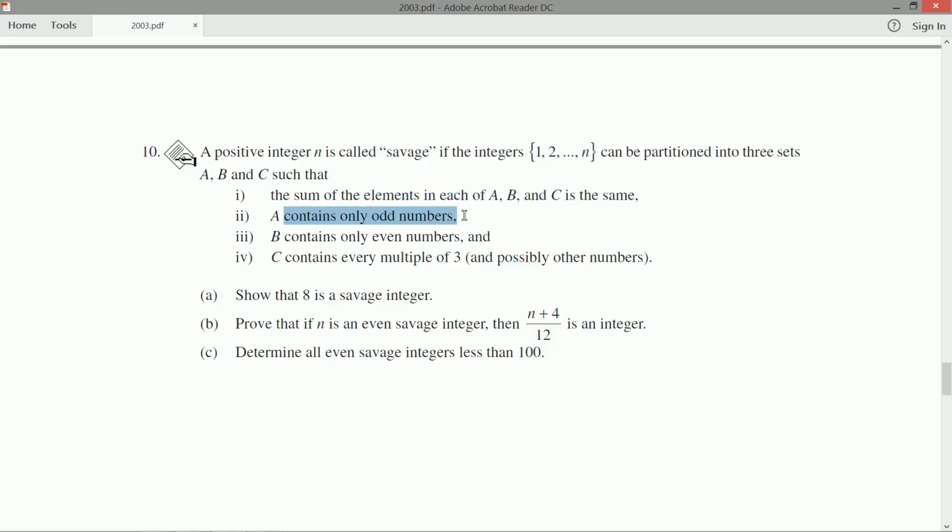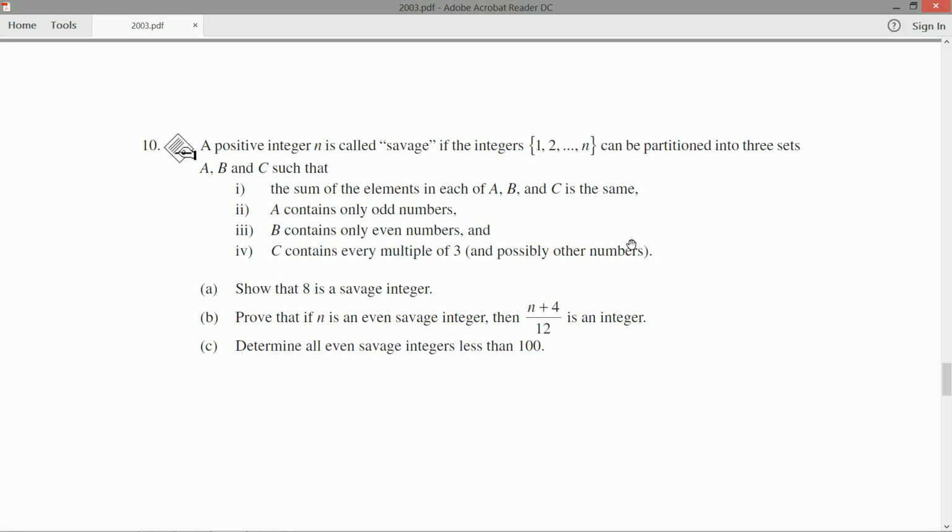A contains only odd numbers. B contains only even numbers. Now, the sum of the elements being the same, B is going to have an even sum. So that means A is going to have to contain an even number of odd numbers. That's another thing I can conclude, because there's no way to add up an odd number of odd numbers and get an even sum. But it has to be even, because B's sum will be even. And finally, C contains every multiple of 3 and possibly other numbers. Okay, so those are some interesting conditions. We got 3 parts here.